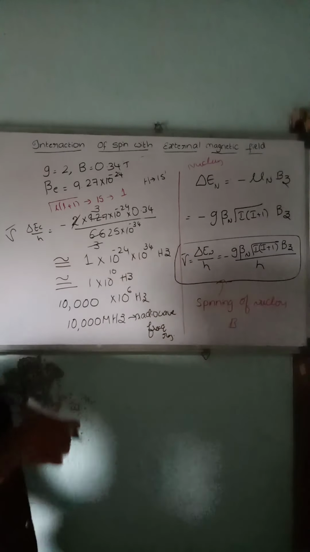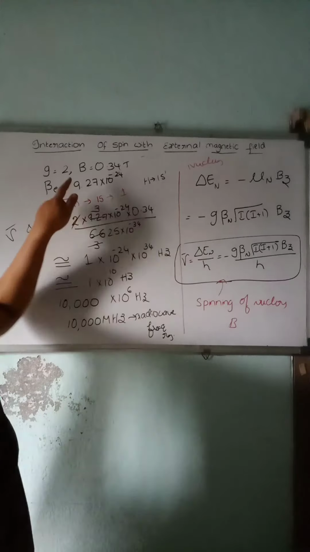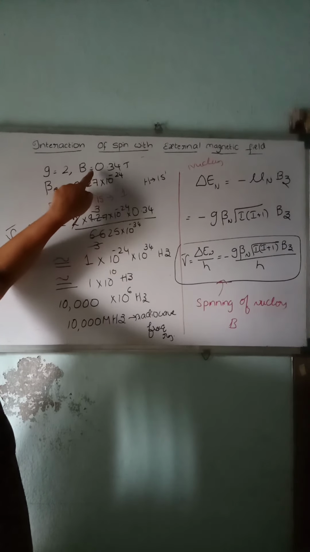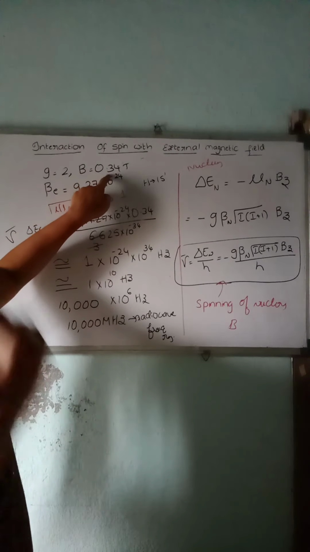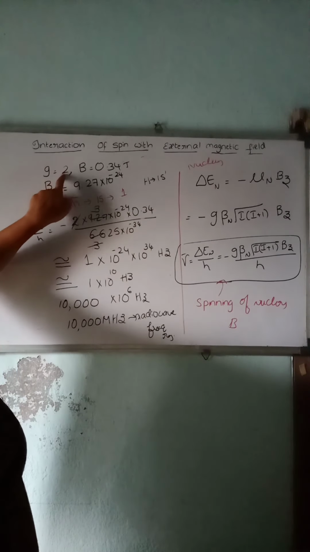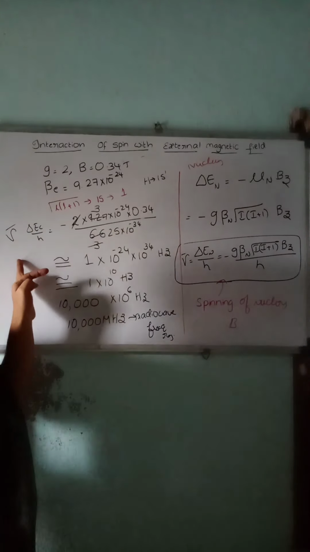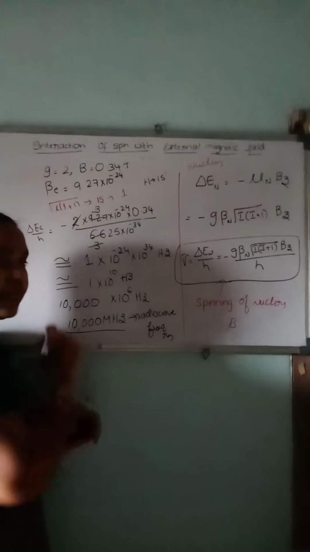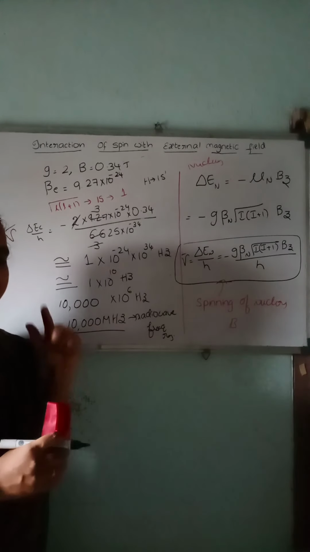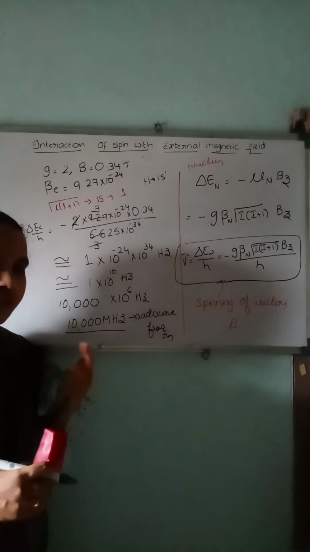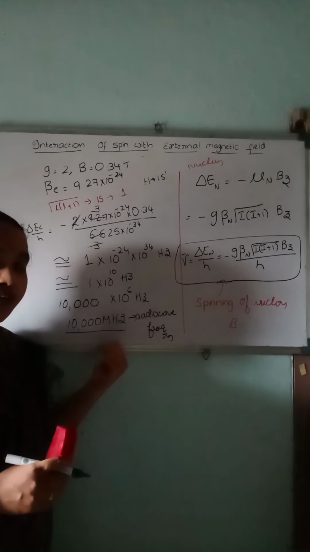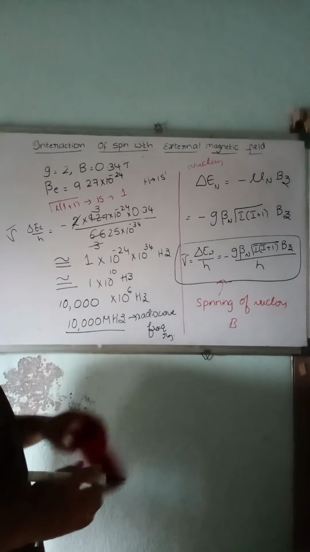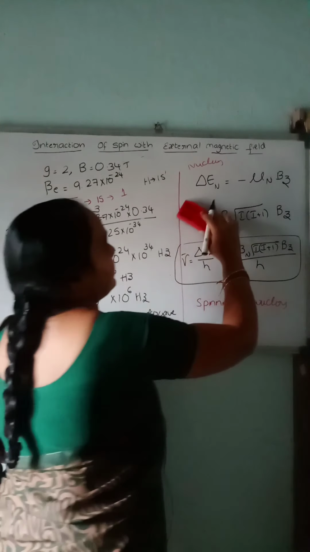So when a spinning particle such as an electron is placed in an external magnetic field strength of 0.34 Tesla with a Landé splitting factor 2, then the frequency of this spinning particle is 10,000 megahertz. That means this electron will spin with a frequency of 10,000 megahertz in the presence of the external magnetic field. Right.